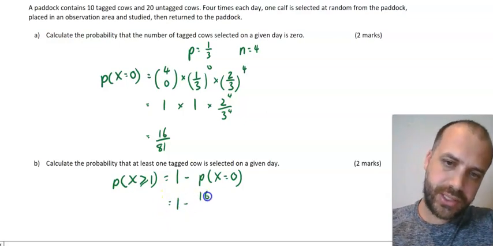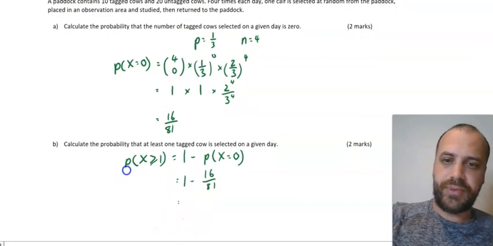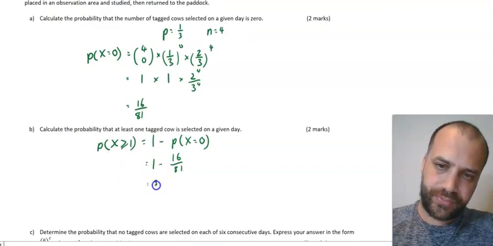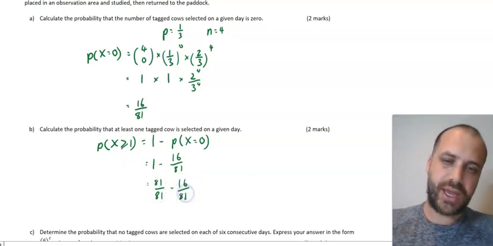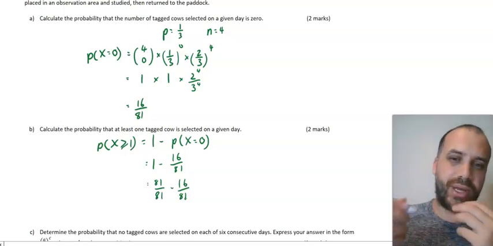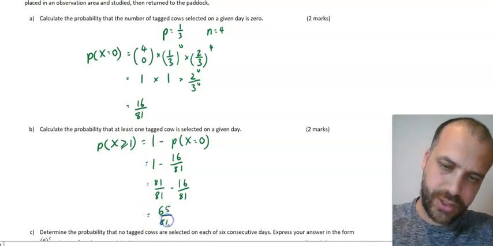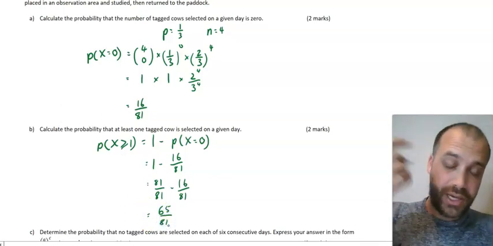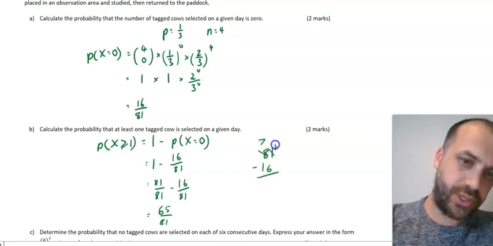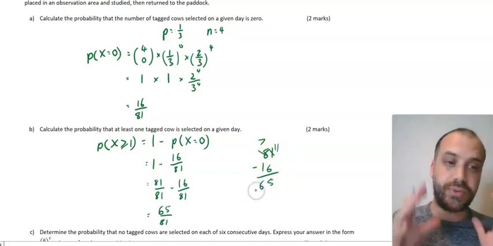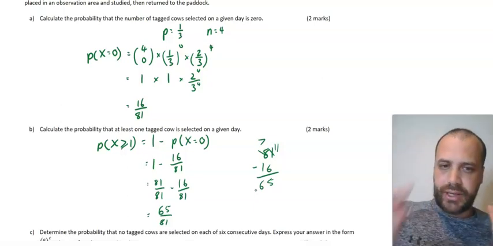So 1 minus 16 over 81, and then we have to figure that thing out. Now, if you're struggling with fractions a little bit, 1 is equal to 81 over 81, minus 16 over 81. And then you've got to do 81 minus 16, which is 65 over 81. Don't be scared here. If you can't do 81 minus 16 in your head, don't be scared to go really old school. Don't be scared to do that on a tech-free paper. You might need to do it. Okay, last question.